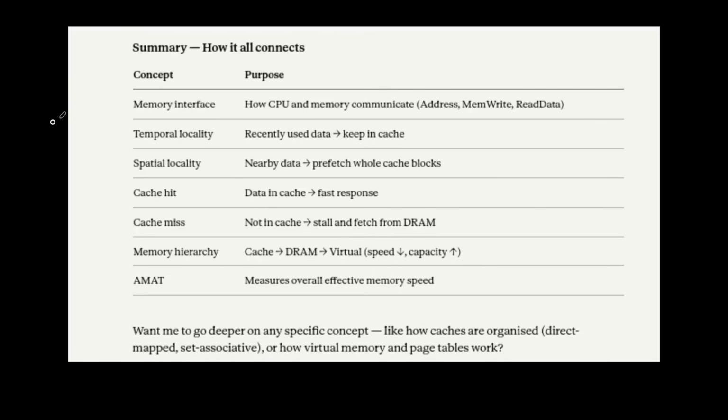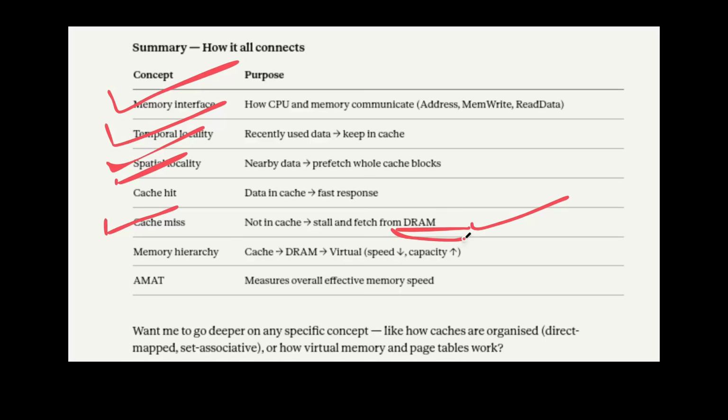Now this is just the summary of what was memory interface. Memory interface is how the CPU is connected to the memory. In between there were a lot of buses we have discussed: the address, the memory, read data. Temporal locality is that recently used data is supposed to be used again. Spatial locality means that for nearby data, there is a chance of it also getting accessed. Cache hit means if you found the data in the cache. Cache miss means you are not able to find the data in the cache and you have to go and fetch it from the DRAM.